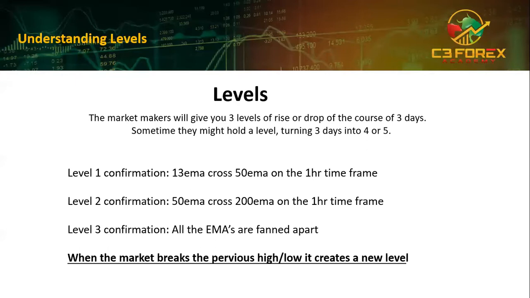Level 3 confirmation, all the EMAs are fading apart. When the market breaks the previous high or low, it creates a new level. All right, so write these down. Level 1 confirmation, 13/50 cross. Level 2 confirmation, 50/200 cross. This is on your 1 hour time frame.